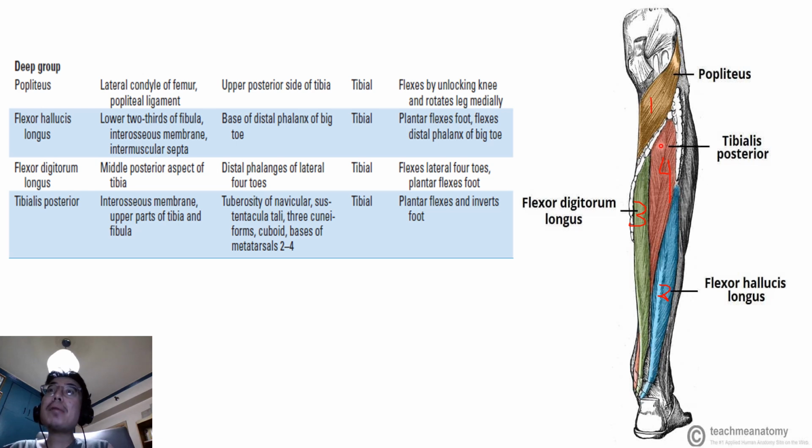Finally, we have the tibialis posterior. The tibialis posterior originates from the interosseous membrane and upper parts of the tibia and the fibula, and it inserts into the tuberosity of the navicular, the sustentacular tali, and the three cuneiforms, the cuboid bone, and the bases of the second to fourth metatarsals. These are all bones of the foot. The function is to plantar flex and to invert the foot.